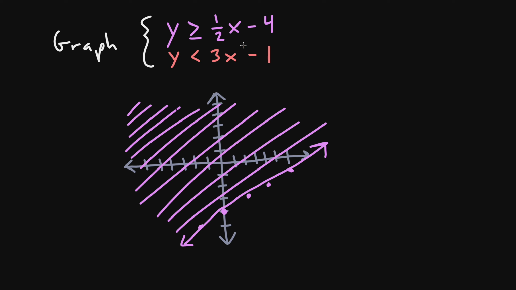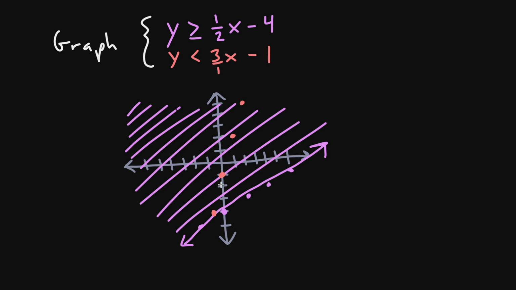Then we're going to do the same thing with the second one, 3x minus 1. So we start down at -1. 3x, if you want rise over run, is the same as 3 over 1x. So we go up 1, 2, 3, right by 1. 1, 2, 3, right by 1. And we can go backwards too. Down 3, left 1. And maybe that's enough.